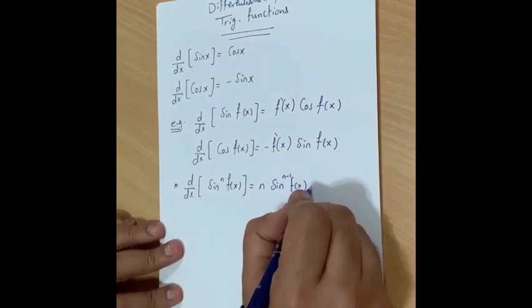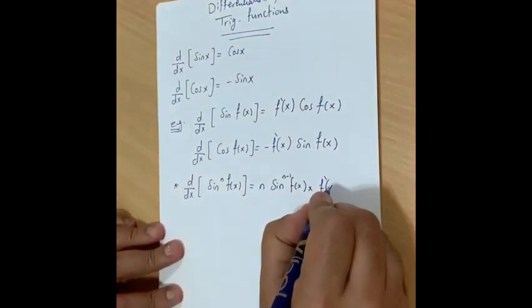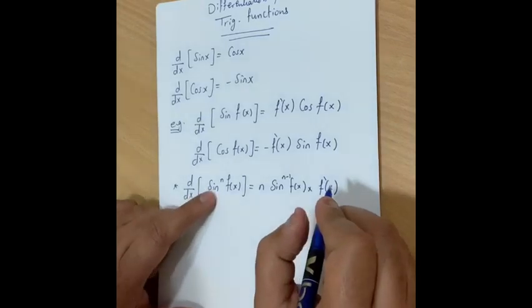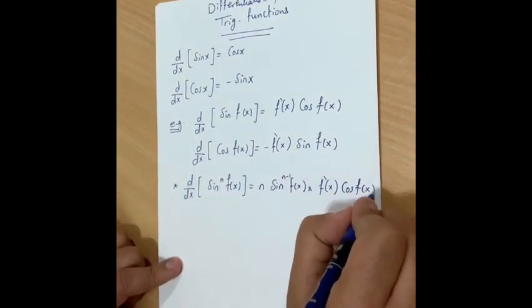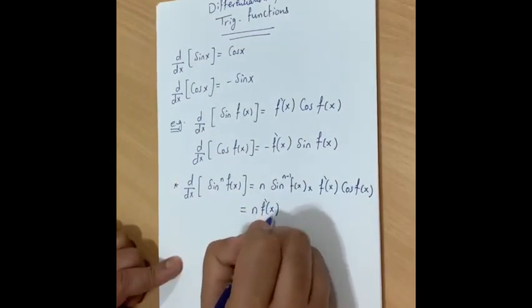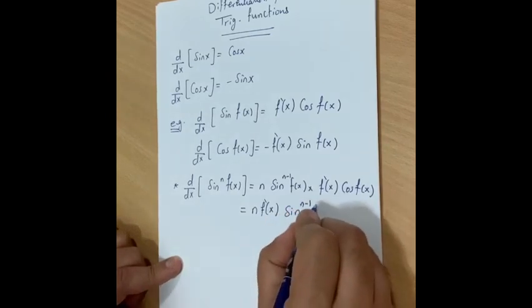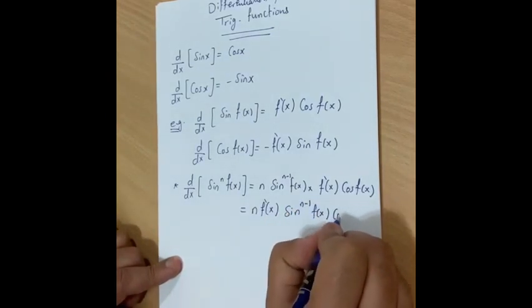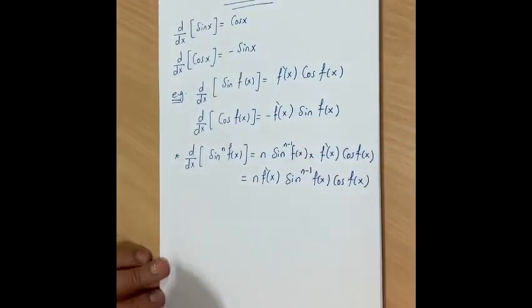So derivative of f of x is f dash of x, and the differentiation of the sine is cosine f of x. So which means the final answer is n f dash of x sine to the power of n minus 1 of the function multiplying cosine of the same function, because derivative of the sine is cosine.